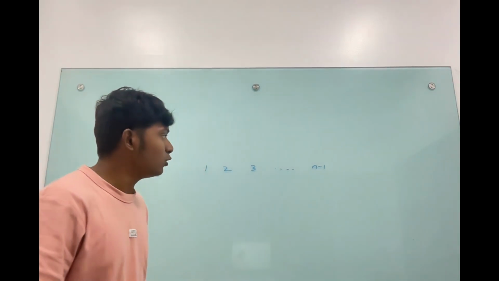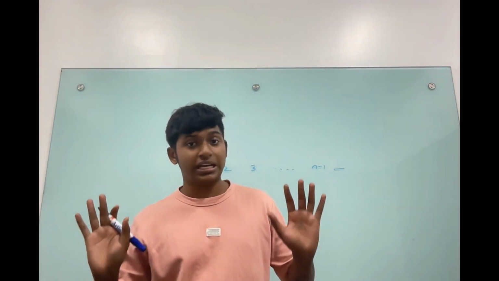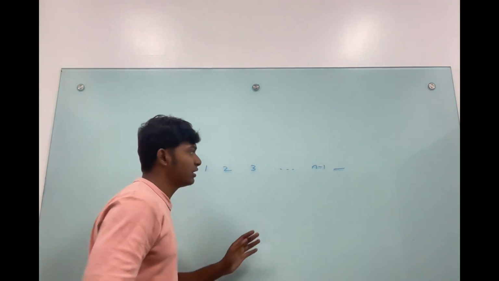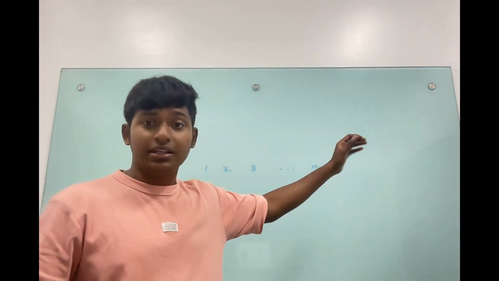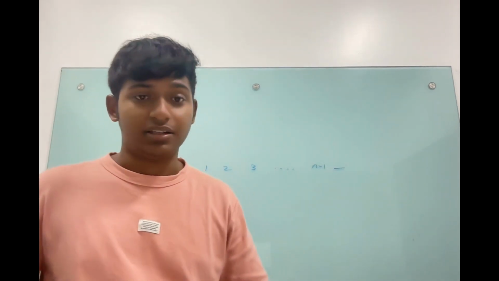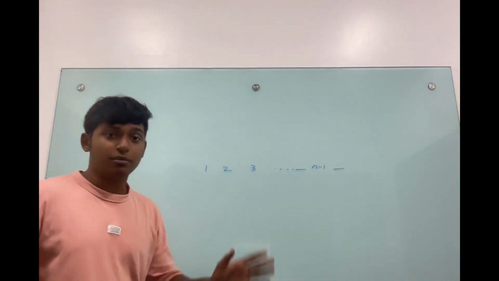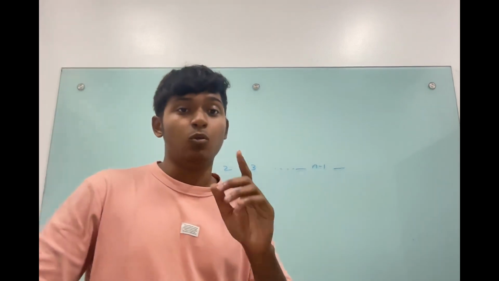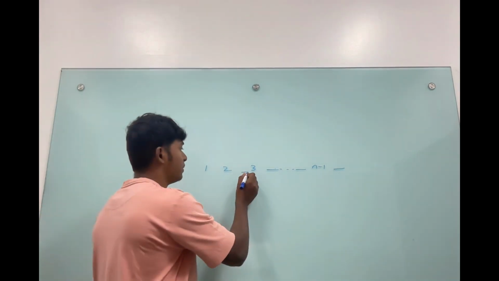How many options do I have? I can place my n here at the end, then there would be no change in the number of inverse pairs, because this is the biggest number and it's at the end, so the order is maintained. Or I can place my n just before the n minus 1. In that case there will be one inverse pair, which is n and n minus 1. Or I can place it here, which would have two inverse pairs, then three inverse pairs.